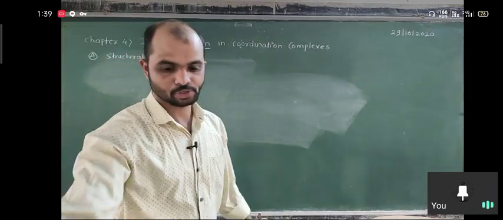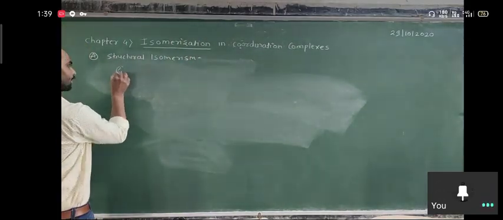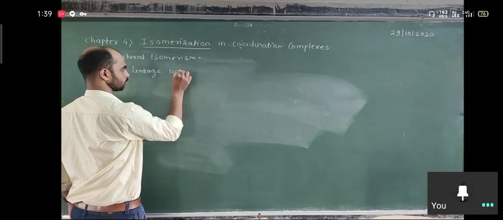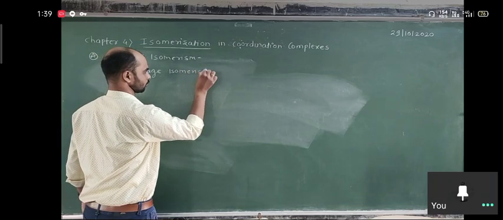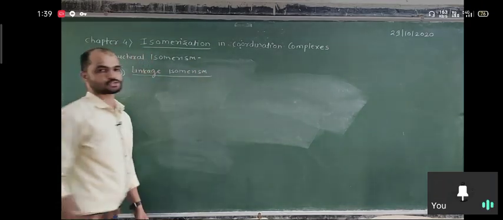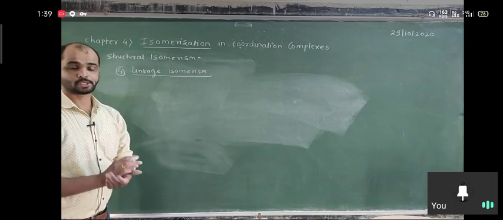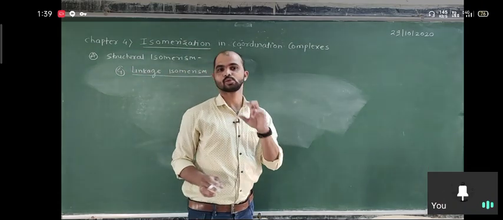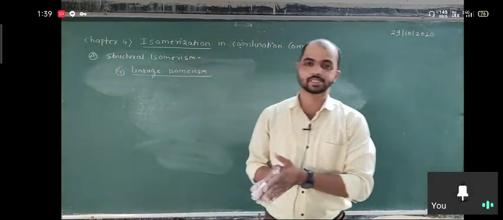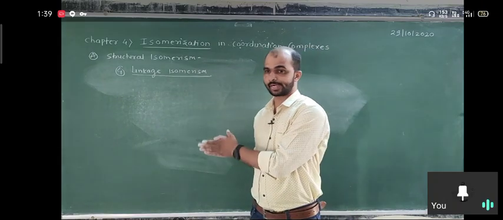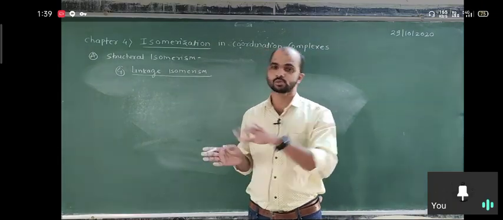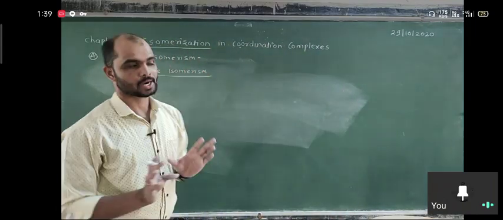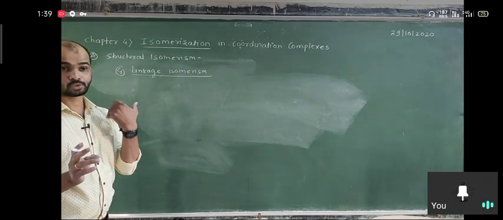The fourth type we are going to discuss is linkage isomerism. Some examples are also given to you in the notes. So linkage isomerism means what? I already told you some monodentate ligands in themselves have two donor atoms. But in some complexes they donate the electron through one atom, and in another case they donate the electron through another atom. But the nature of the ligand is monodentate, not bidentate or tridentate. A bidentate ligand donates the electron through both atoms.